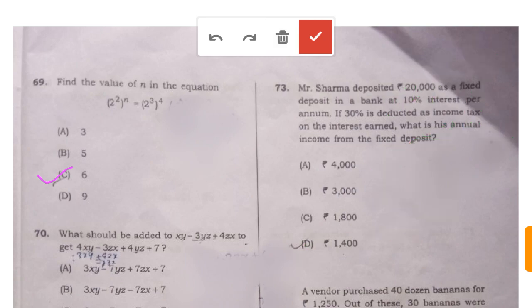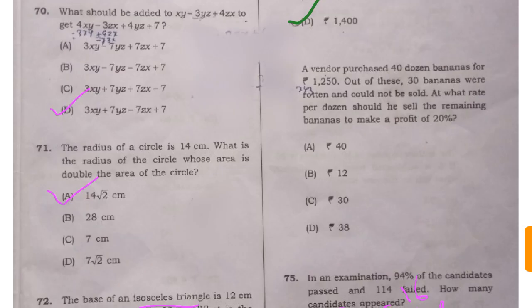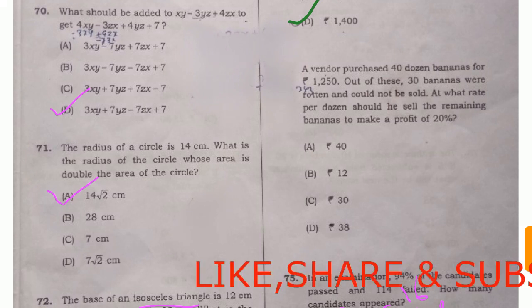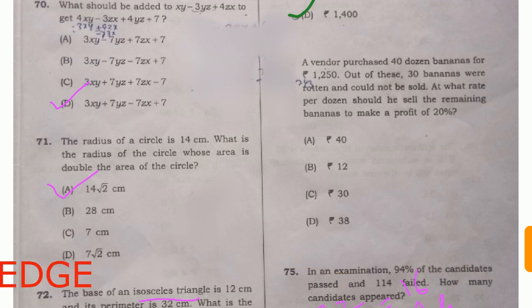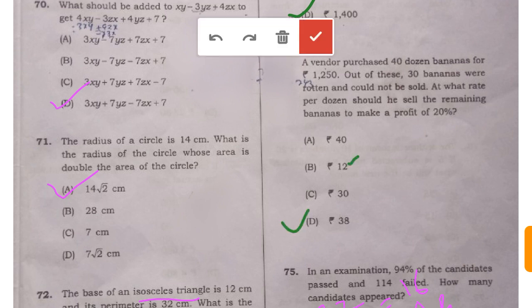Okay, let's come to the next question. A vendor purchases 40 dozen bananas for Rs 1250. Out of these, 30 bananas were rotten and could not be sold. At what rate per dozen should he sell the remaining bananas to make a profit of 20%? Here the correct answer will be option D, 38. Option B and C cannot be his answer.